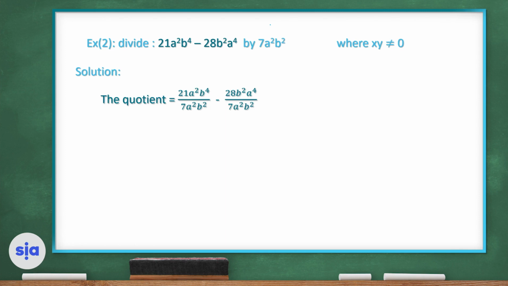21 divided by 7 is 3. A squared and a squared are crossed out together. B power 4 over b power 2 is b squared. Same thing in the other one. 28 divided by 7 is 4. B squared and b squared are crossed out together. A power 4 over a power 2 is a squared.